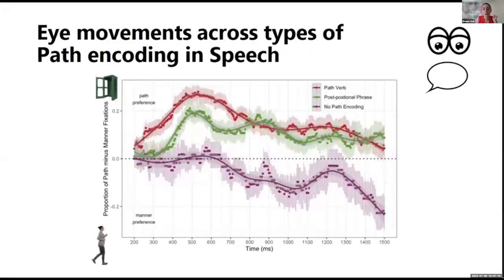And then second, we compared the two types of path encoding to each other, so the green versus red fixations. And here we also found that people had more preference for path over manner when they use a path verb, as opposed to when they did not, when they use a postpositional phrase to encode path.